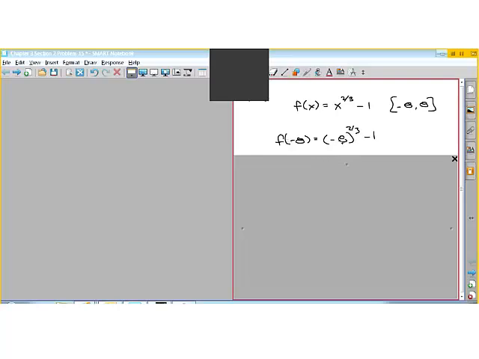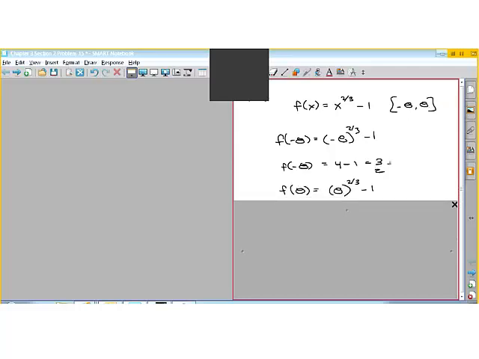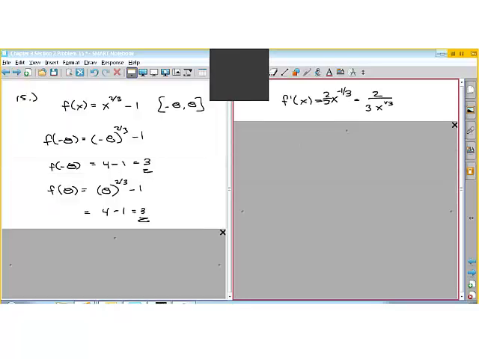So -8 to the 2/3, well, if you take the cube root of -8, you'll get -2. -2 squared will be 4. So this becomes 4 minus 1, which is 3. Likewise, if you plug in +8, you get 8 to the 2/3, which is 4, minus 1, which is 3. So this is equal to that. This function is also continuous, and there are no cases where the function is not defined. So we're good there.